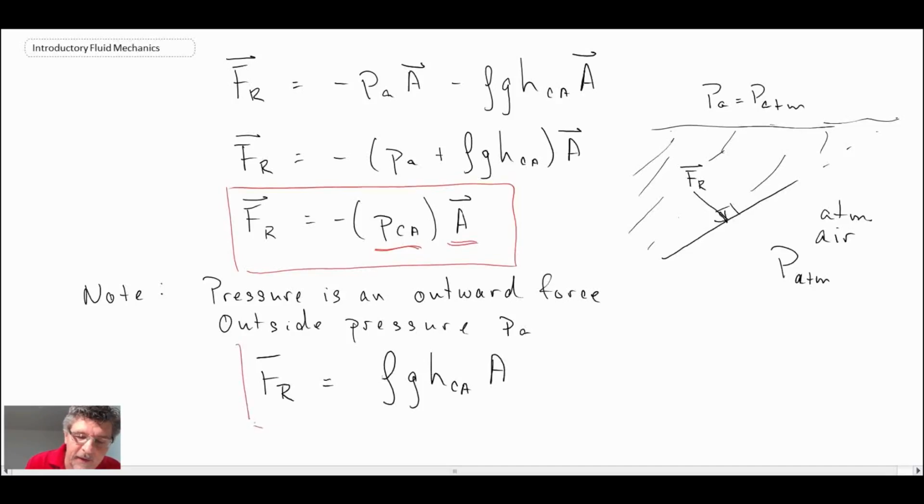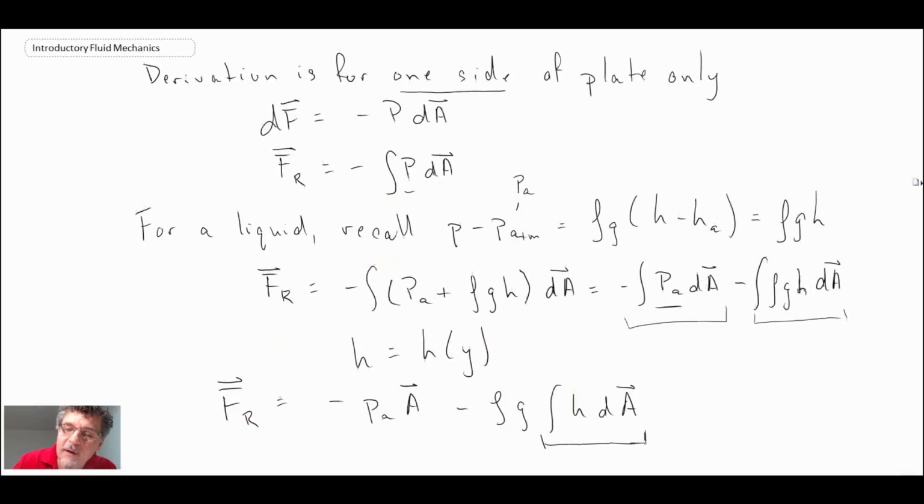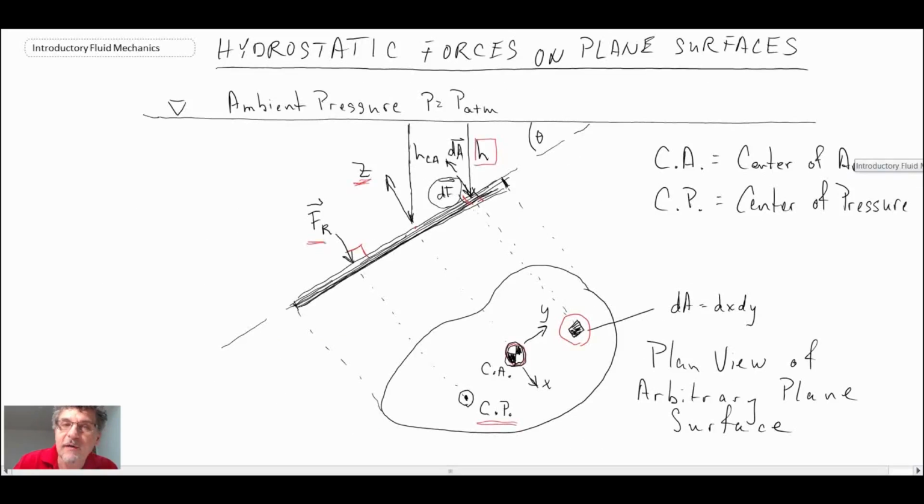And so in some books you'll find this as being the expression for the force that acts on the plate. And remember, this force is not at the center of area, but at the center of pressure, which is different from the center of area. And so here we've derived what the force is. What we need to do in the next segment is figure out where that center of pressure is. So that is hydrostatic forces and pressure distribution on a submerged plane surface. We'll continue on by trying to figure out where the force is located at the center of pressure.